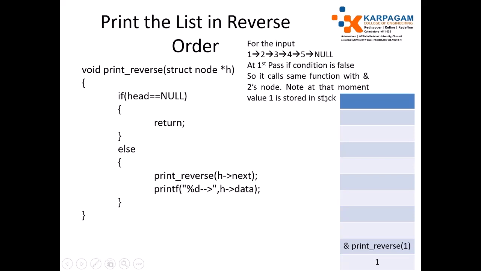Note that at that moment the head node, which has the value 1, is stored in the stack, and the function call print reverse of 2 is also stored in the stack.